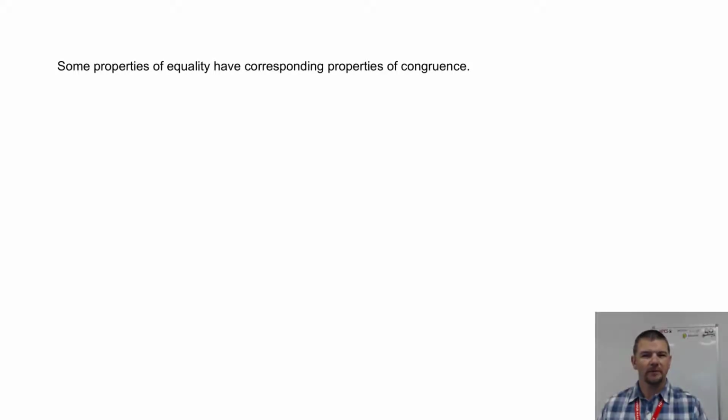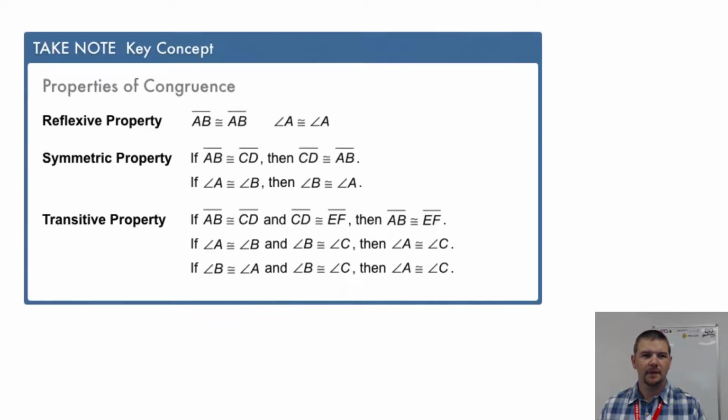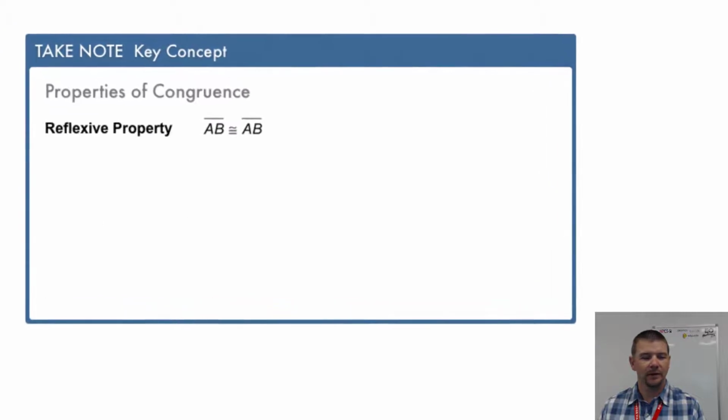Some properties of equality have corresponding properties of congruence. Take note, key concept, properties of congruence. The reflexive property of congruence states segment AB is congruent to segment AB. The reflexive property also states that an angle A is congruent to angle A.